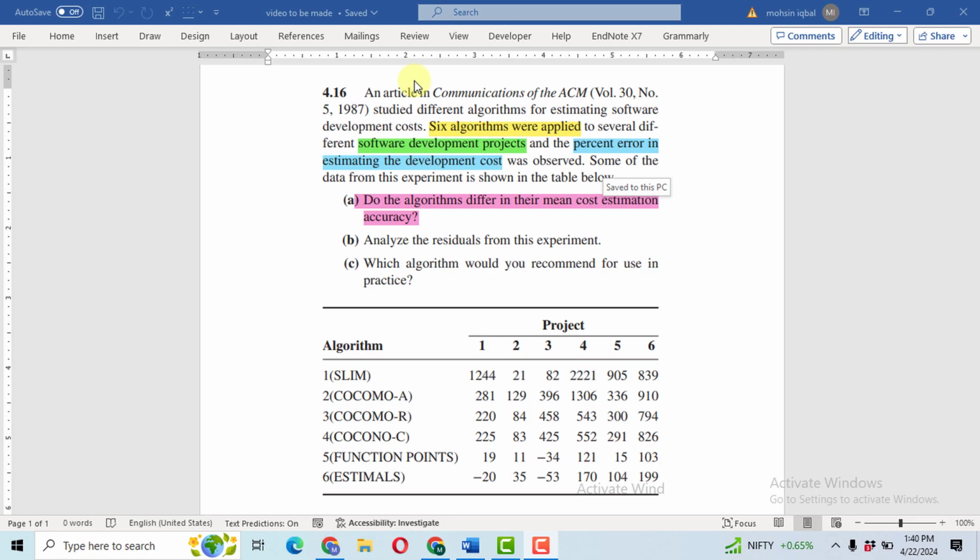Bismillahirrahmanirrahim. In this video, I will solve problem 4.16 from the book Design and Analysis of Experiments by Montgomery. In this question, 6 algorithms were applied to several different software development projects.